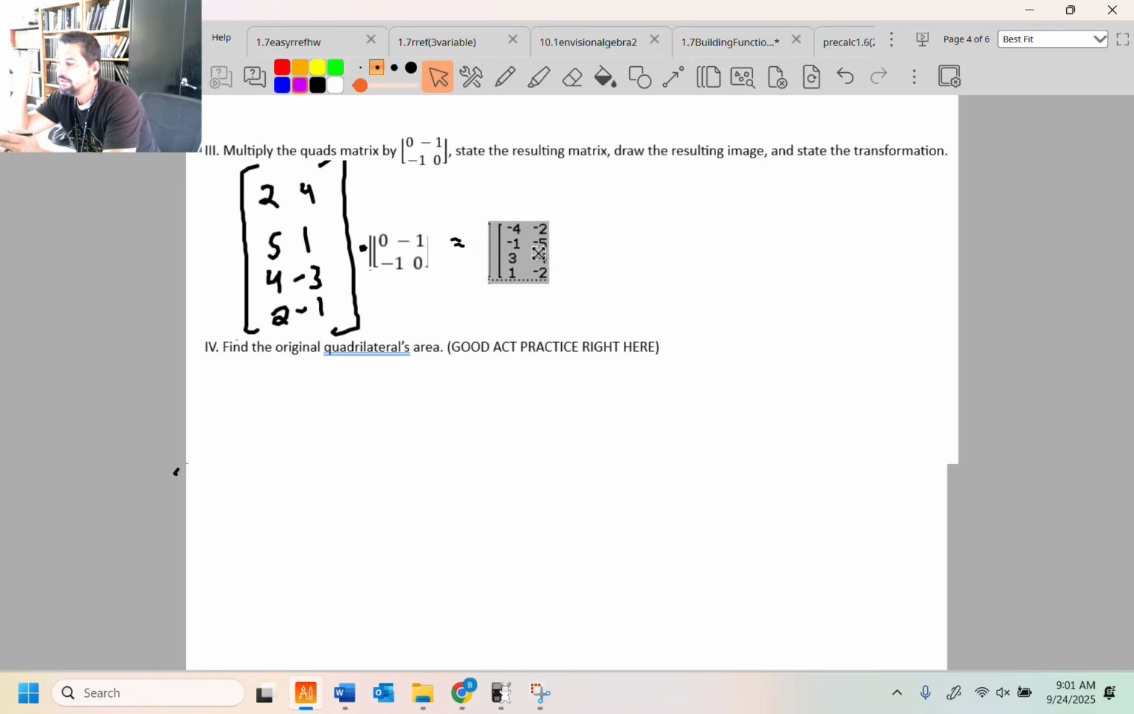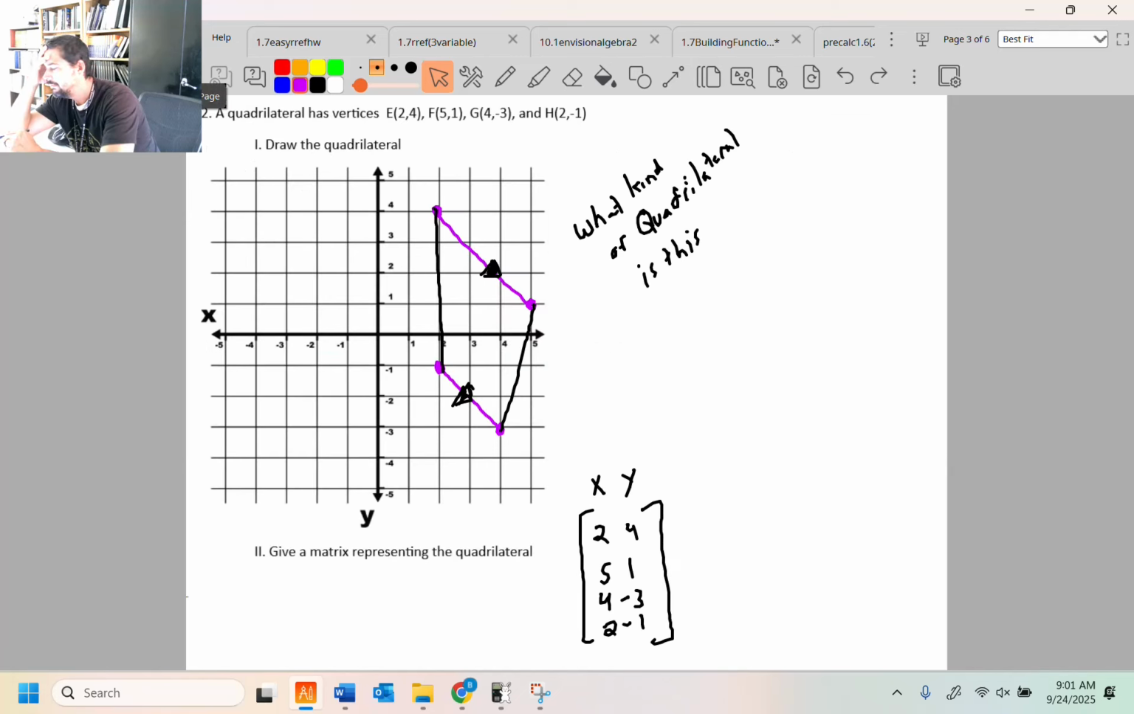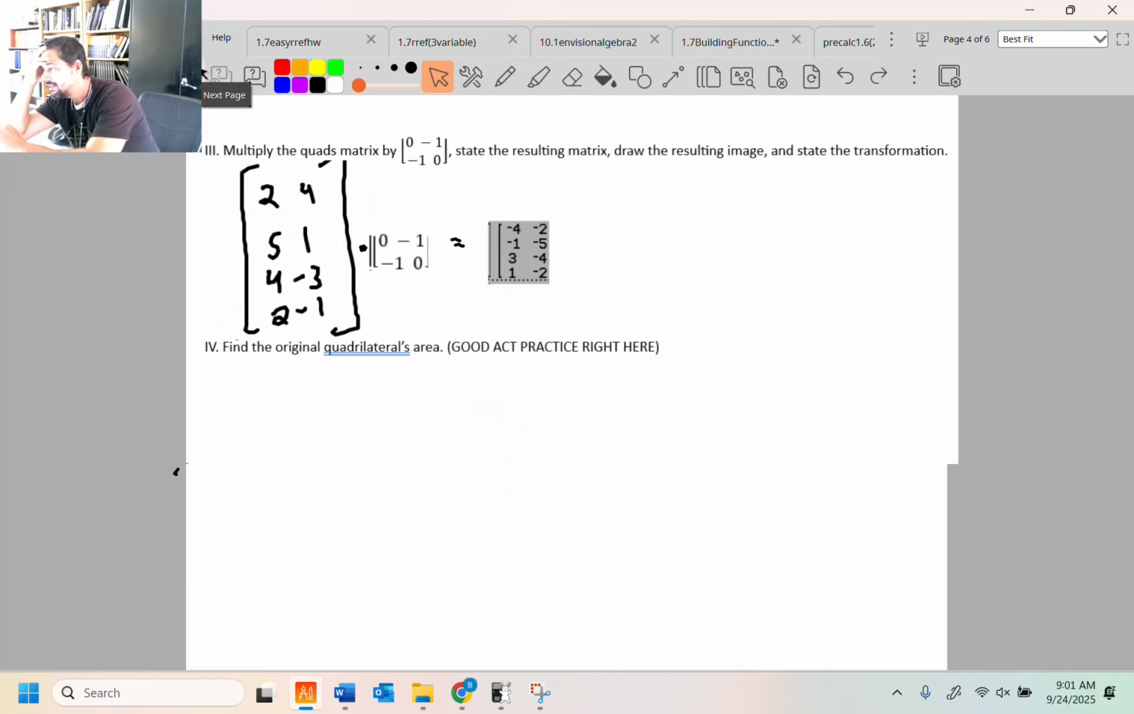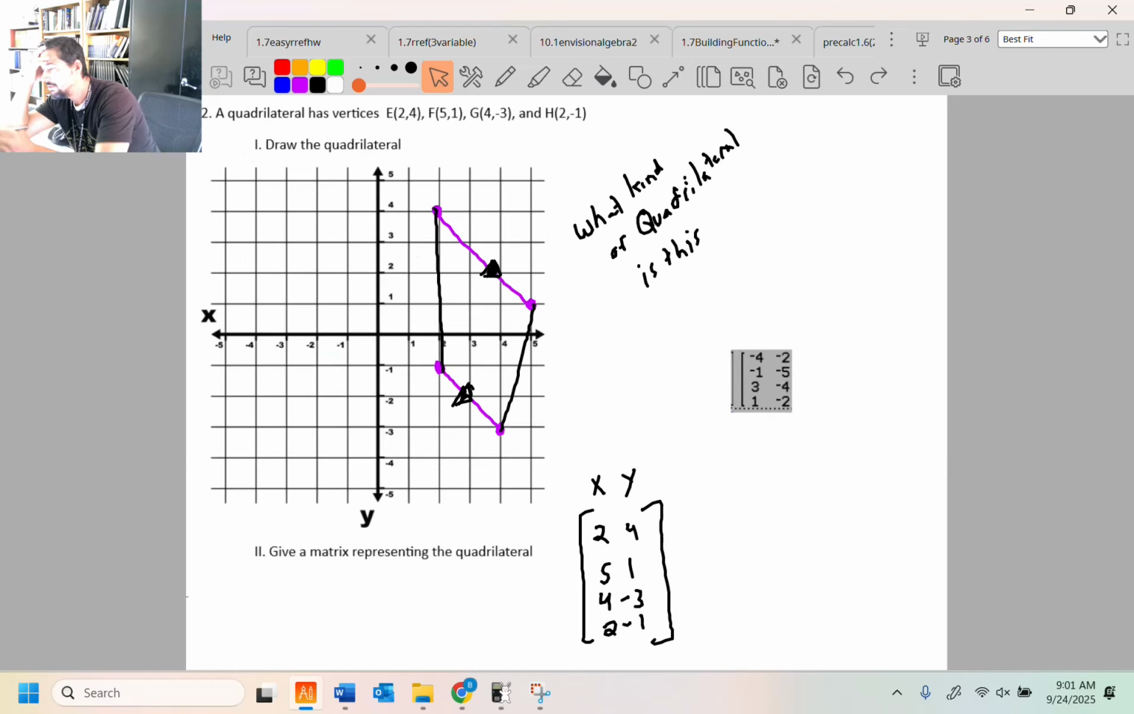Okay, so let me go back to the diagram here and graph it, because we're supposed to talk about what it is. Because it says do this, and then it says what? State the transformation, right? So a picture is worth 1,000 words, children. You need to plot your points. So the transformation contains the ordered pair -4, -2. It contains -1, -5. It contains 3, -4. And it contains 1, -2. And then connect the dots here.